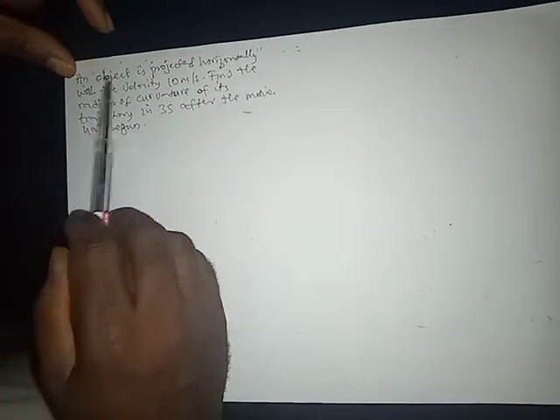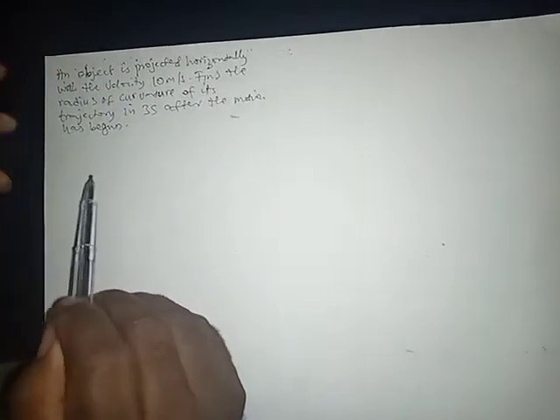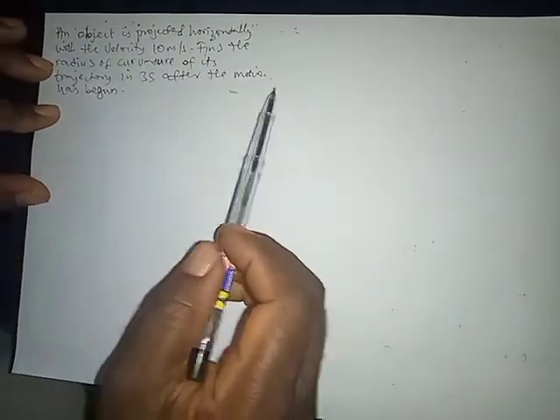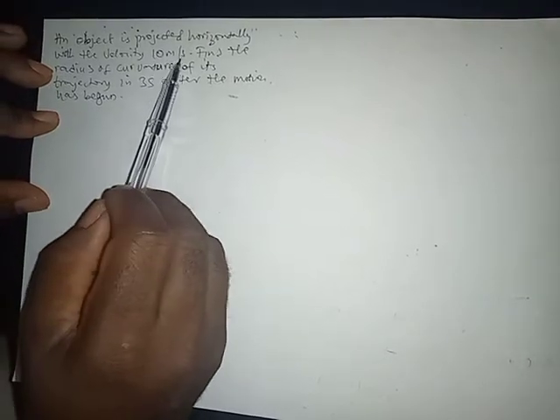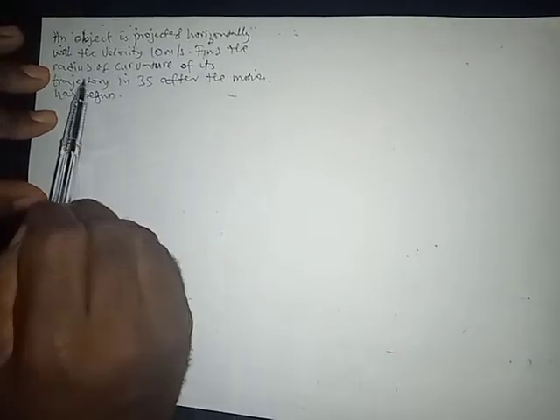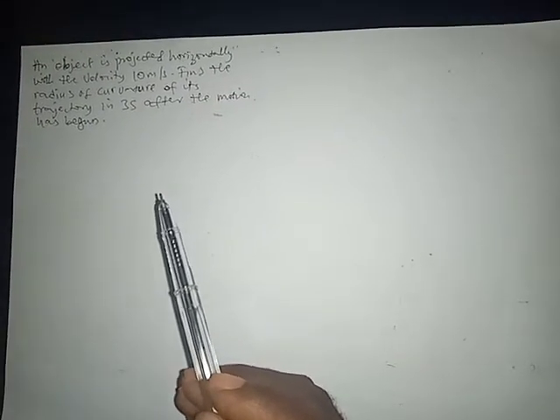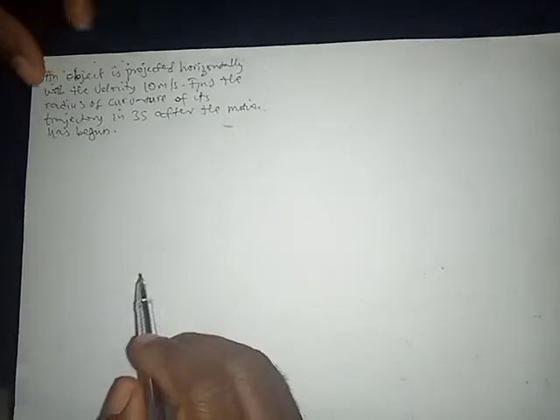We can again look at another example. An object is projected horizontally with the velocity 10 meters per second. Find the radius of curvature of its trajectory in 3 seconds after the motion has begun. Solution.